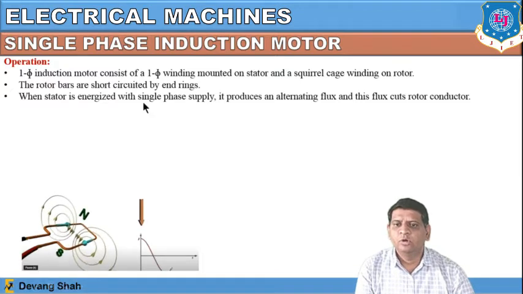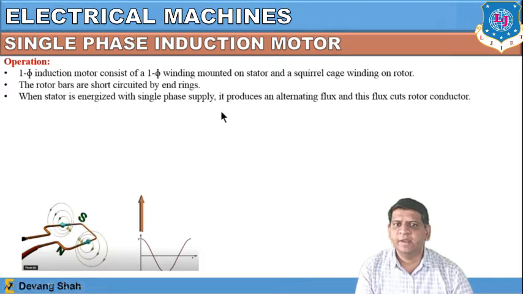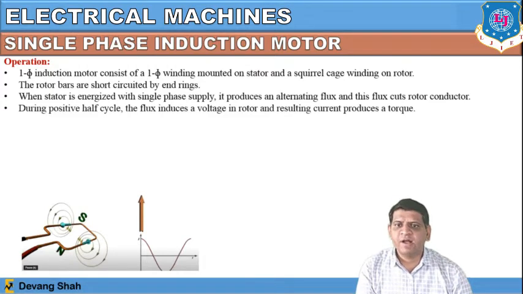Now to see this, when the stator is energized with a single-phase supply, it produces an alternating flux, and this flux cuts the rotor conductor. During this positive half cycle, as you can see in this video, the flux induces a voltage in the rotor and the resulting current produces a torque.